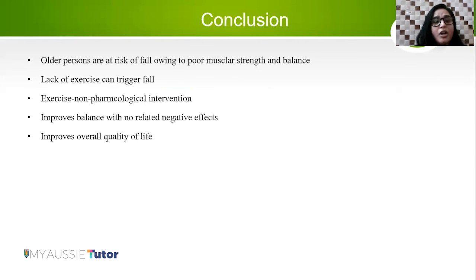So to conclude, we can say that older persons are at risk of fall owing to their poor muscular strength and balance. Lack of exercise can trigger various fall incidences, and a lack of exercise can also lead to recurrent fall incidences, which is a leading cause of death among the older persons. There are various pharmacological interventions already present for minimizing the risk of fall, but those pharmacological interventions were associated with polypharmacy as well as adverse reactions, and therefore there was a need to design a non-pharmacological intervention which is based on exercise to increase muscular strength and minimize the risk of falls.